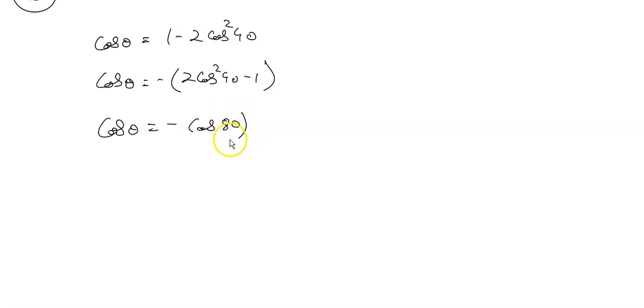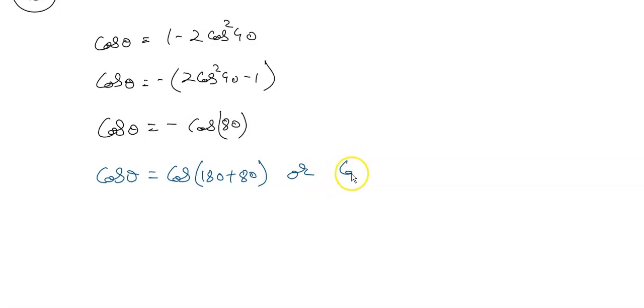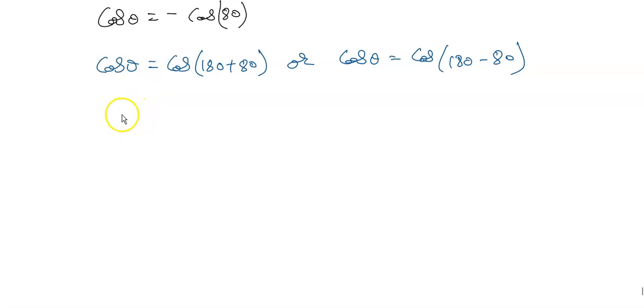degree. ठीक है. Now this can be written as cos theta is equal to minus cos 80 degree. Cos of 180 plus theta कितना होता है, minus cos theta, तो इसको 180 plus 80 लिख सकते हैं, and this can also be written as cos theta is equal to cos of 180 minus 80. So this gives me that theta is either equal to 180 plus 80, कितना होगा, 260 degrees, or theta is equal to 100 degrees. So this is the answer.